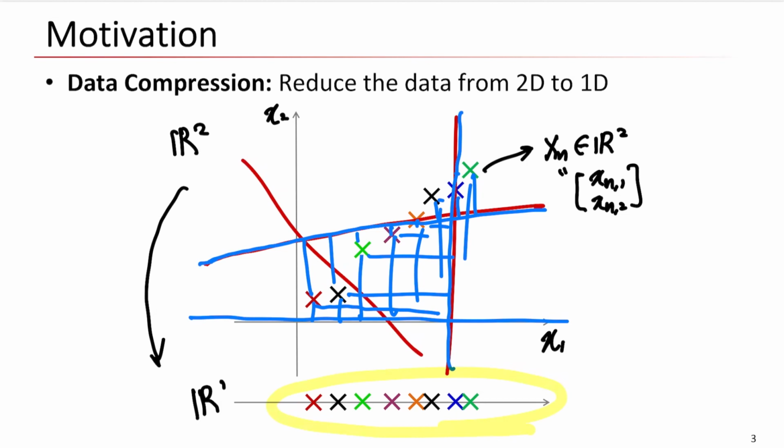Then this projection matrix should preserve the relationship between the samples, right? So in this case, we want to maximize their variance in the projected space. Okay, so this is the motivation of the PCA algorithm.